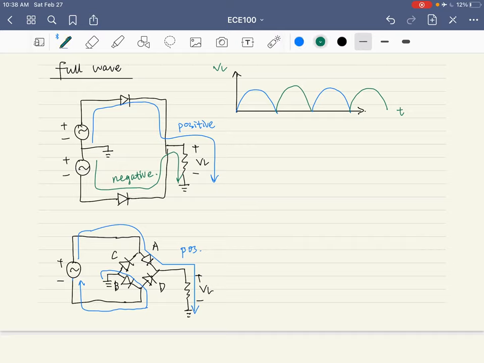And similar things happen for the negative half side. But this time, it will go through D and C.